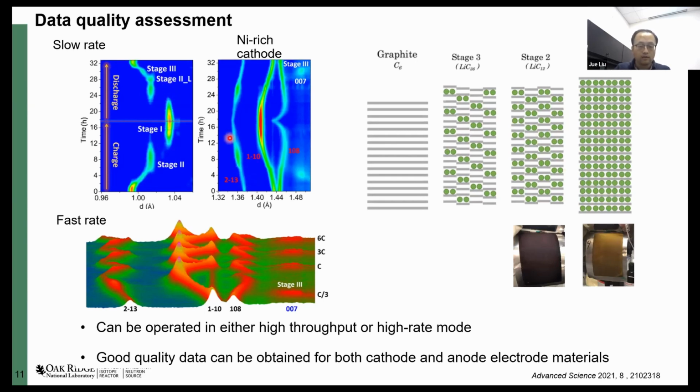We can also monitor the structure transitions for the cathode side. If we go to the fast rate mode, that means you want to charge and discharge the battery very quickly, for example in 10 minutes, this cell and the data collection also allow you to do that. As you can see here, you can do a slow rate and then discharge and go to higher and higher rates. So this allows structure studies at very fast charge or discharge rates. So this is also relevant.